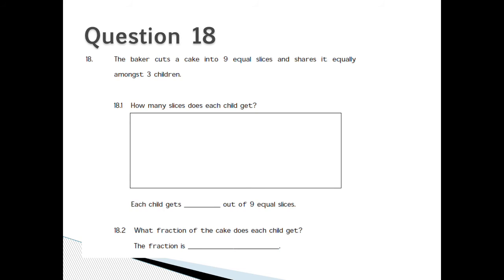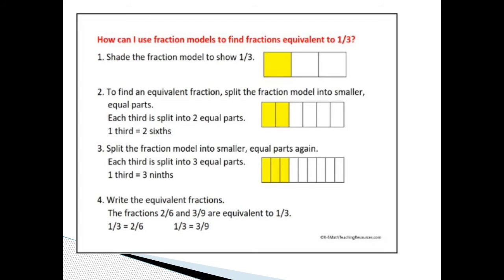The fraction is... How can I use fraction models to find fractions equivalent to 1/3? The first thing you can do is shade the fraction model to show 1/3. The second thing you can do to find an equivalent fraction is to split the fraction model into smaller equal parts. Each third is split into 2 equal parts.